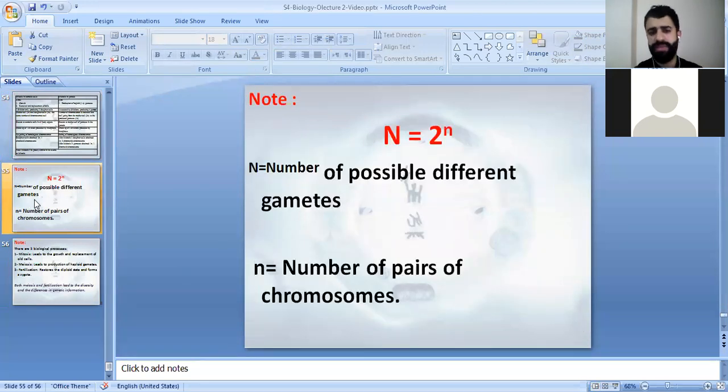Here, the number of possible different gametes equals 2 to the power n, where n is the number of pairs of chromosomes. For example, if we have 2 pairs of chromosomes, the number of possibilities is 2 to the power 2, so it's going to be 4.